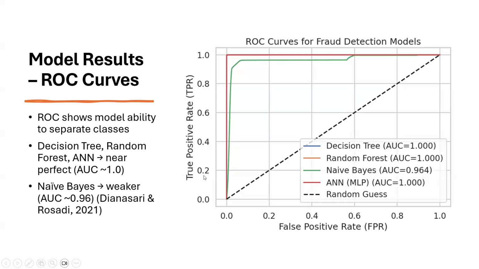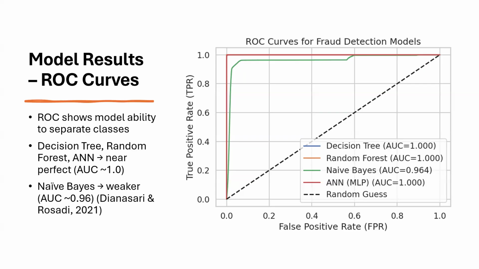So the next slide is model results ROC curves. You can see on the right hand side there's a curve, and the ROC shows the model's ability to separate classes. Decision tree and random forest are near perfection with AUC 1.0. And Naive Bayes is weaker, AUC is 0.96, and there's the false positive rate, FPR.